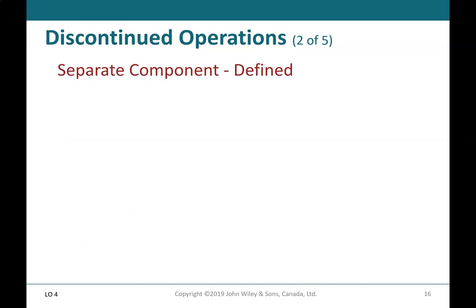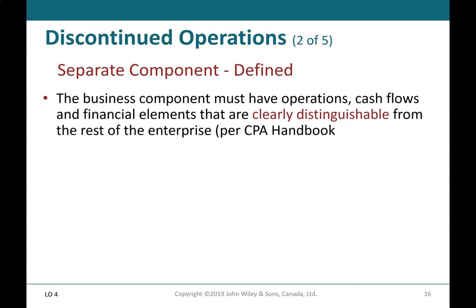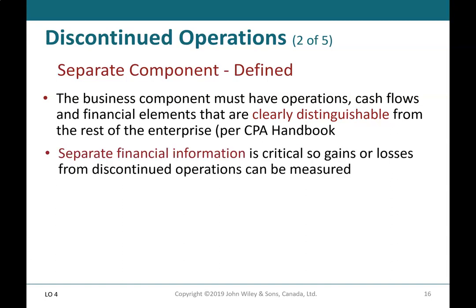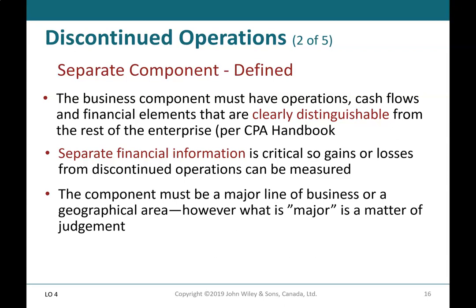Discontinued operations, 2 of 5. Separate component defined. The business component must have operations, cash flows, and financial elements that are clearly distinguishable from the rest of the enterprise, per the CPA Handbook. Separate financial information is critical, so gains or losses from discontinued operations can be measured. The component must be a major line of business or a geographical area. However, what is major is a matter of judgment.